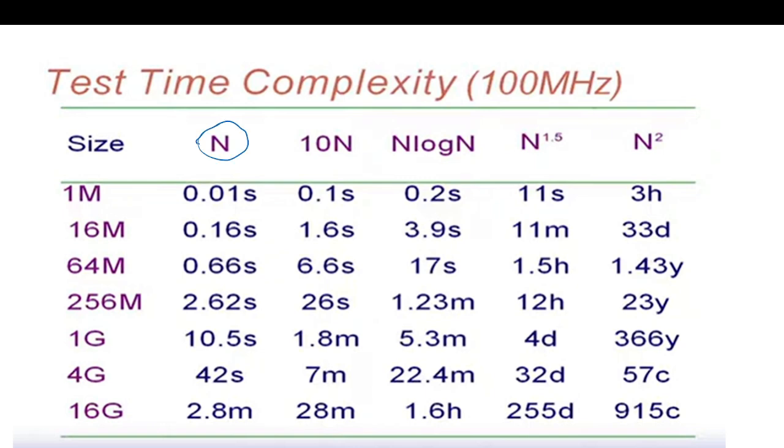Now time complexity. If n is the time complexity of our testing algorithm, and we have a memory of 16 GB, it takes 2.8 minutes. So this is considerable time. But when we have n square, it takes almost 915 centuries. So one algorithm we saw has a time complexity of 4n square. Now if it is n power 1.5, it takes 255 days.